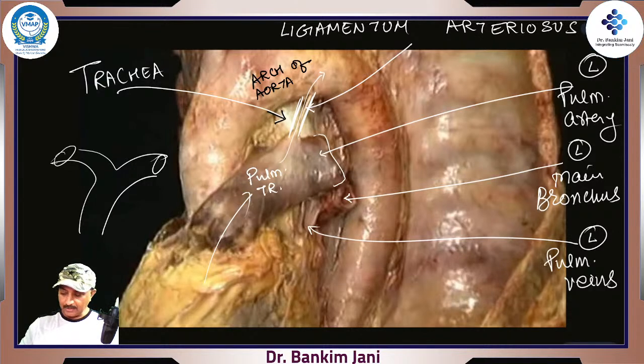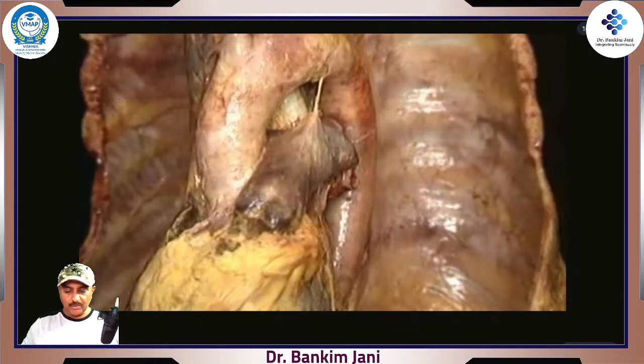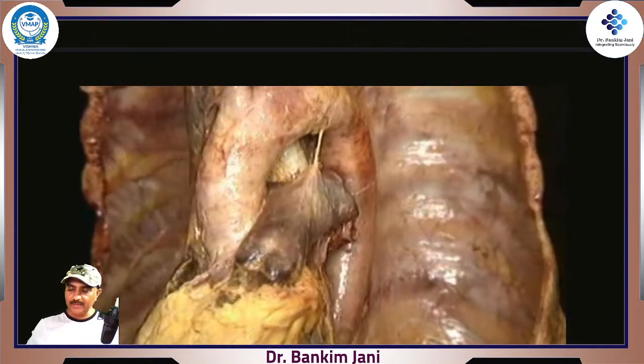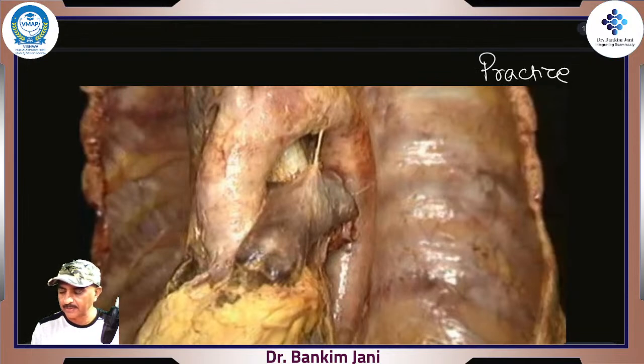This is where the root would be formed. Root of left lung would be formed. That is left main bronchus, left pulmonary artery, left pulmonary vein. Okay, take this figure as for the practice, right? This is for the practice.